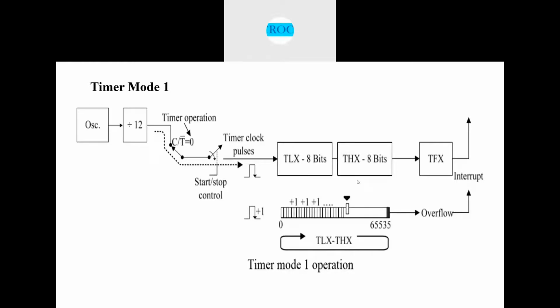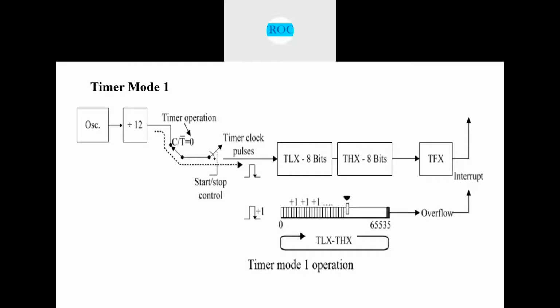0000H to FFFFH, so that you can see in the diagram, as the number of clock pulses to the timer keeps on increasing, it keeps on receiving the clock pulses, and the counter will increase its value from 0 to 1, 2, 3, 4, 5. And how many counts will it count? It will count to a maximum of 65535.